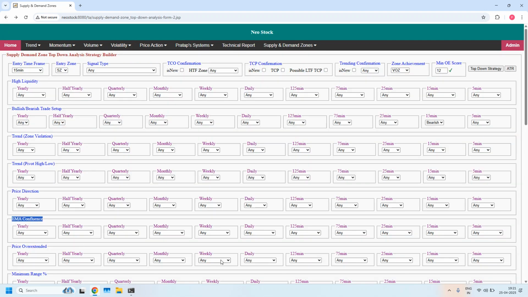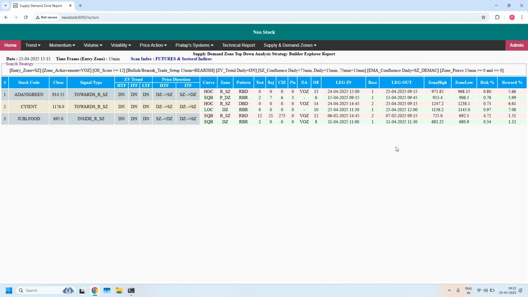In the EMA confluence at a daily time frame, I am checking daily supply zone having daily EMA confluence. Sorry, this is a demand zone. Daily supply zone having daily EMA confluence. At the same time, the trend on the daily should not be sideways. It should be downtrend because it is bearish trade setup. So with these filters, we got 3 stocks. So these 15 minute supply zones might be having more high probability to get success. Maybe that is the reason why, see, this is already tested 12 times.